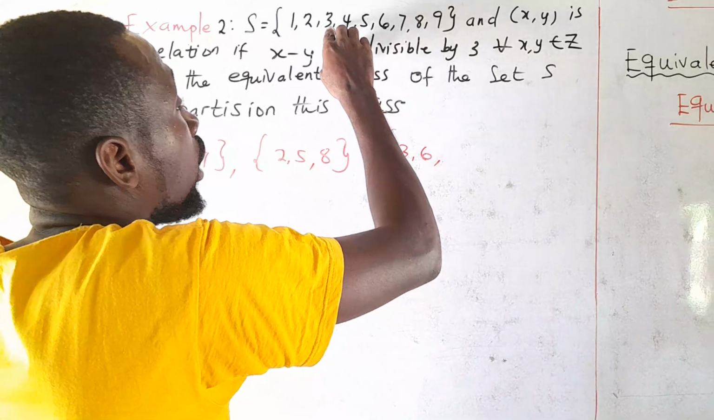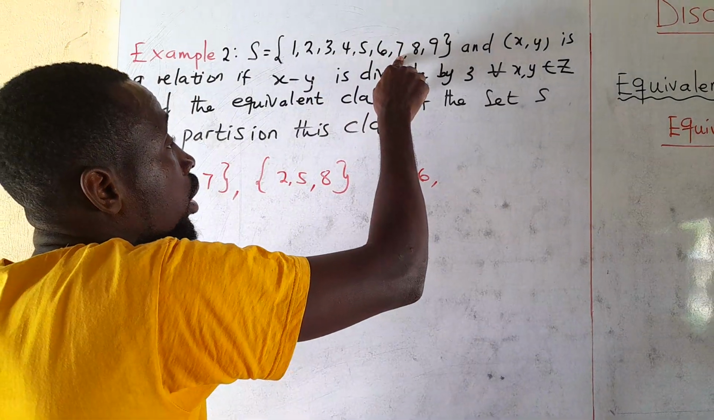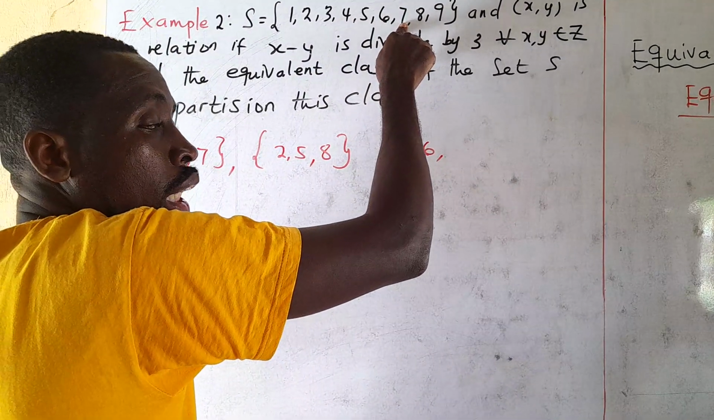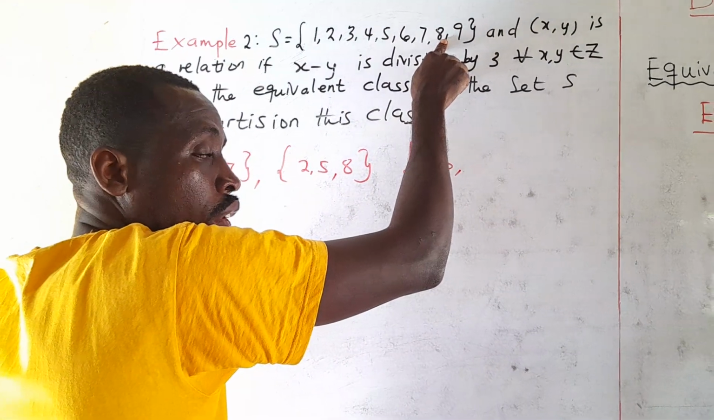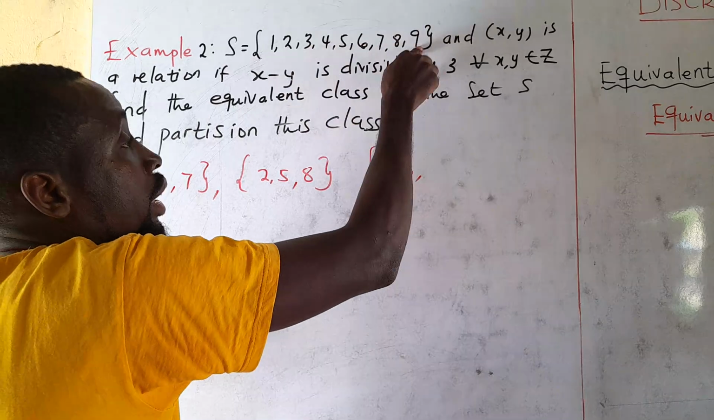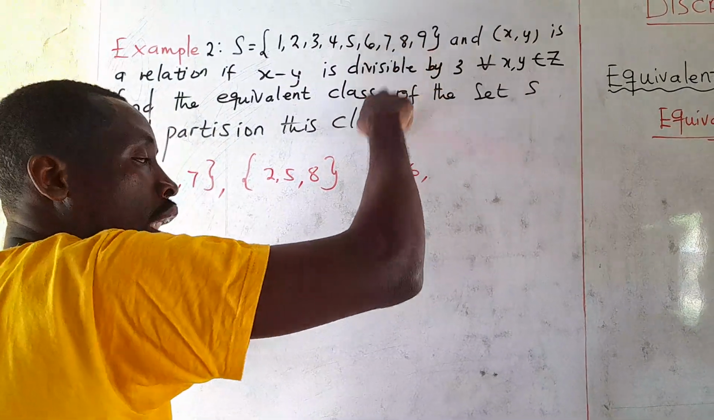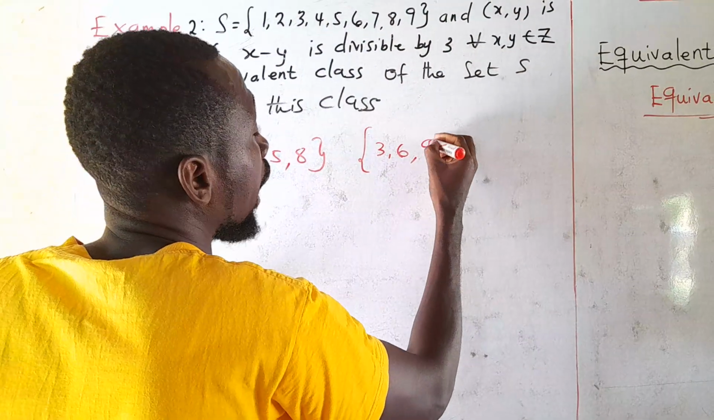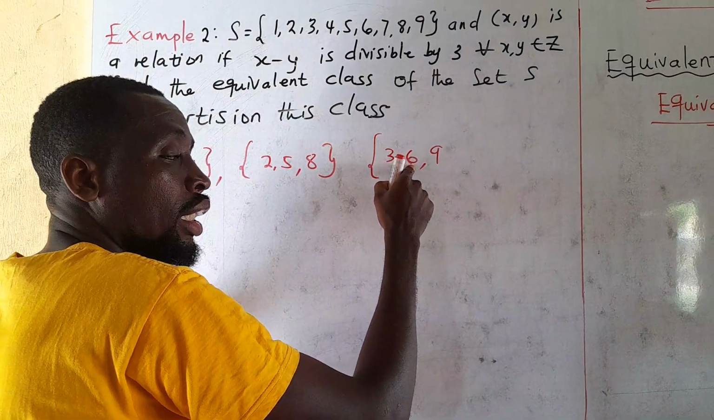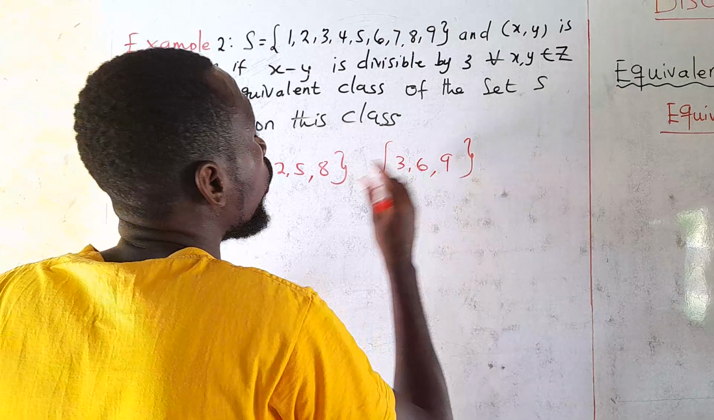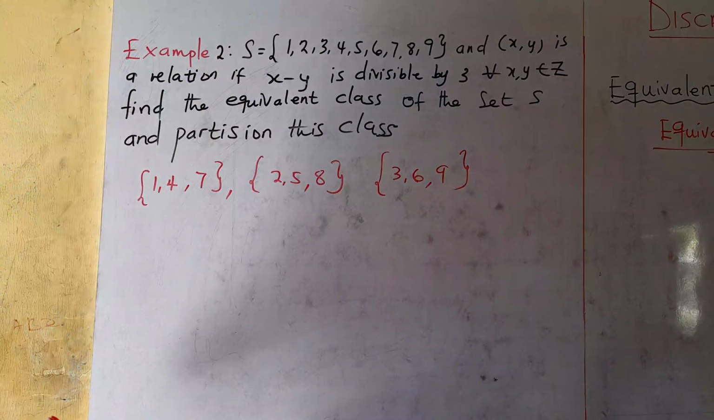Now let's check. 7 minus 3 is 4. 3 cannot divide 4. 8 minus 3 is 5. 3 cannot divide 5. 9 minus 3 is 6. 3 can divide 6. Then we can say 9 can be in that class. However, check again. 9 minus 6 is 3 and 3 can divide 3. Then we can say this is the equivalence class.